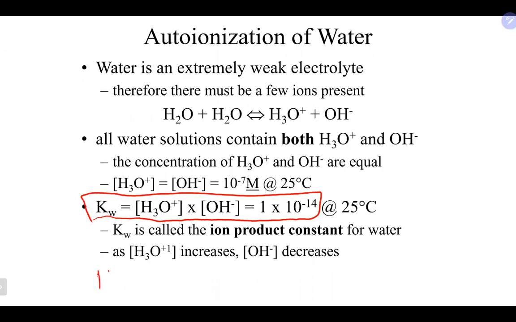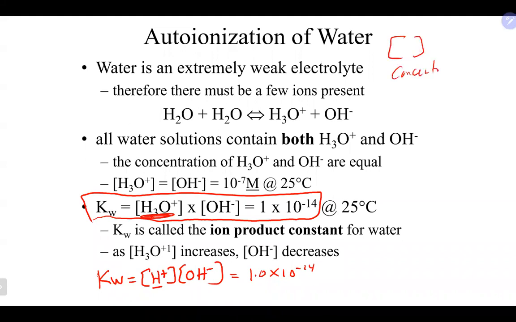I personally will use this: Kw is H plus times OH minus. And once again, the H3O plus and the H plus are interchangeable. This is a constant value, and really the value that you use most of the time. In reality, it does change with temperature, but pretty much if you need to use Kw, it is 1 times 10 to the minus 14. When you see the brackets, those mean concentration, and what we're talking about here is molarity, which is moles per liter. So that is what the little brackets mean, and it's the concentration of the H plus times the OH minus.